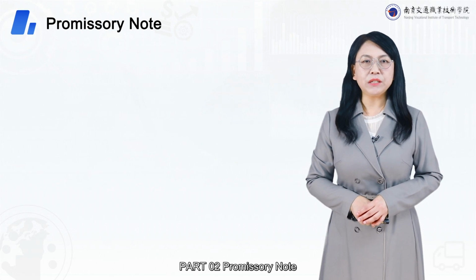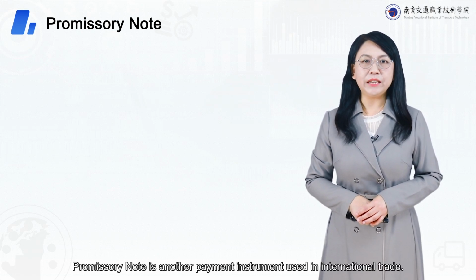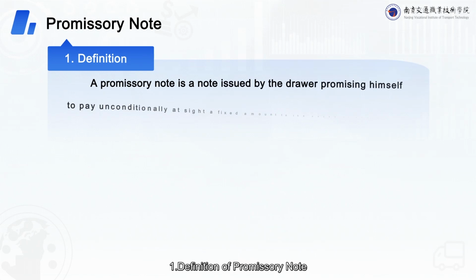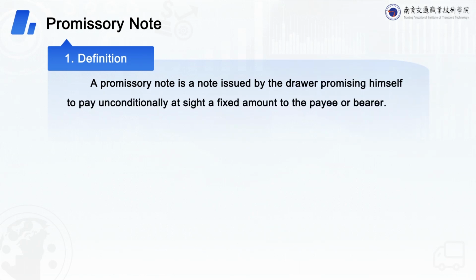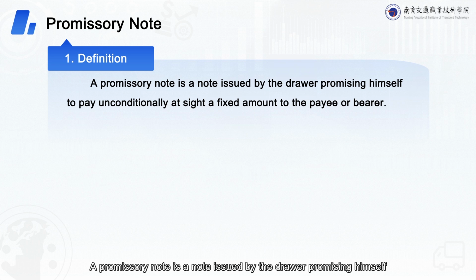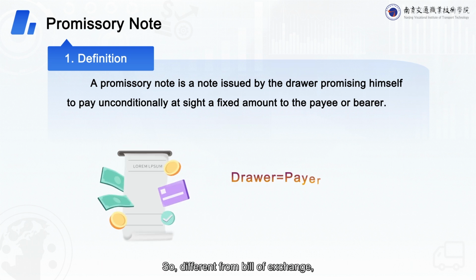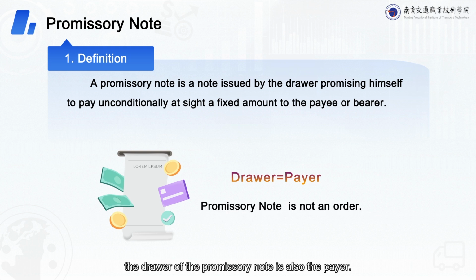Part 2. Promissory note. Promissory note is another payment instrument used in international trade. 1. Definition of promissory note. A promissory note is a note issued by the drawer promising to pay unconditionally a fixed amount to the payee or bearer. So, different from a bill of exchange, the drawer of the promissory note is also the payer, and this kind of instrument is not an order but a promise.